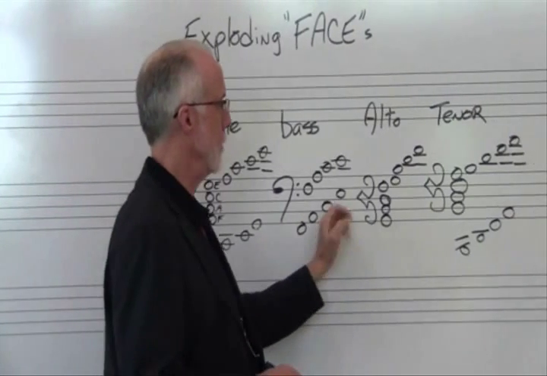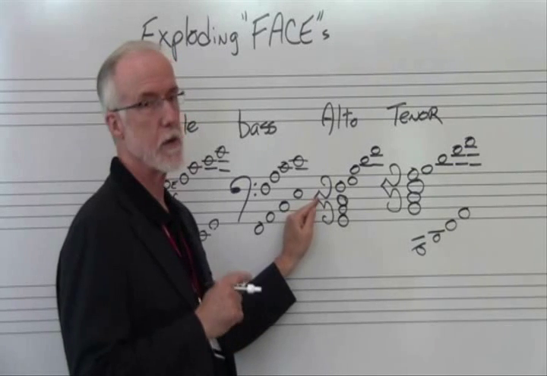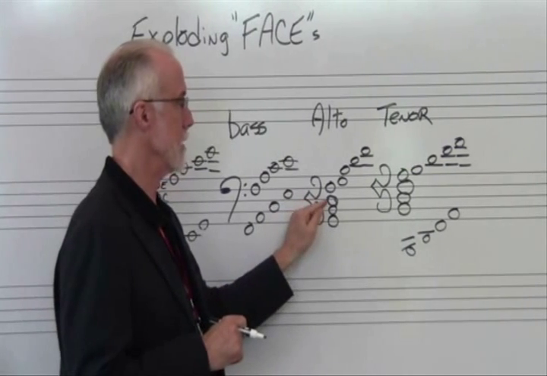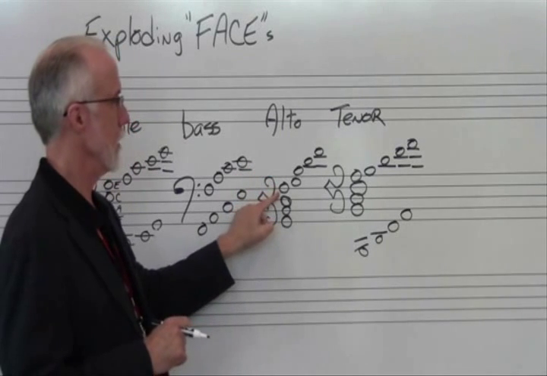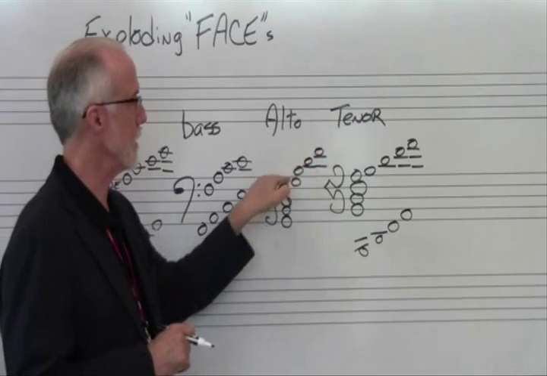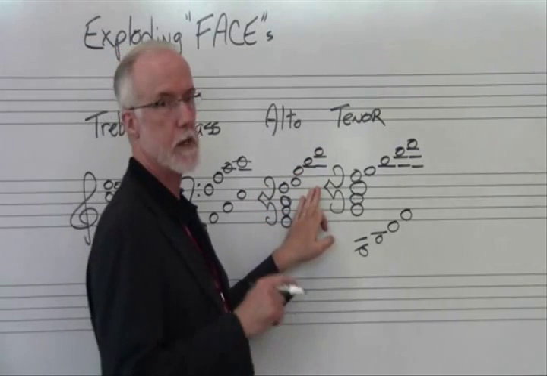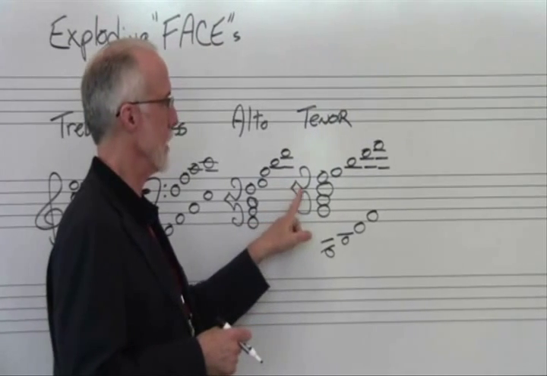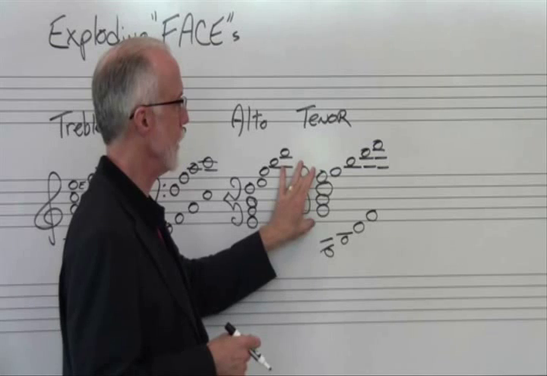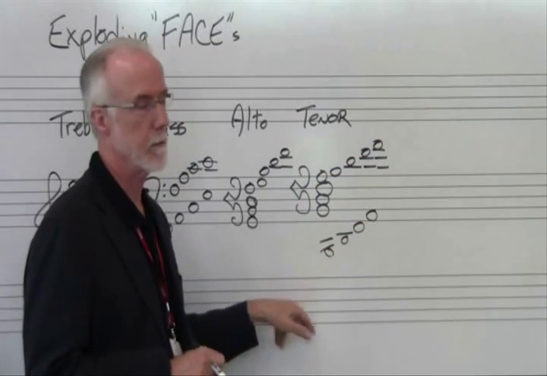In alto clef, middle of the clef, which also is middle of the staff, is middle C. There's C, there's face, here's E, here's another face, a space face. In tenor clef, the middle of the clef is not the middle of the staff, it's the fourth line, middle C, line face, space face, and if you need it, also a space face down here.